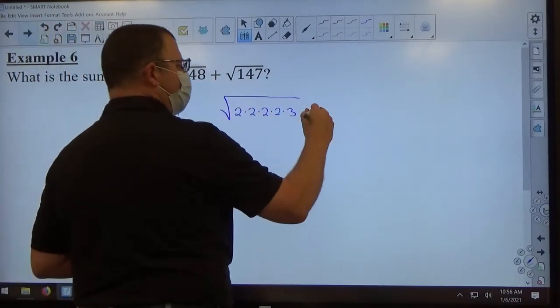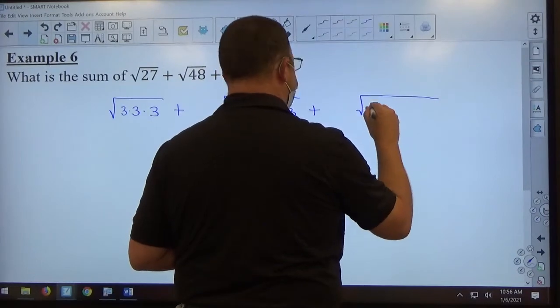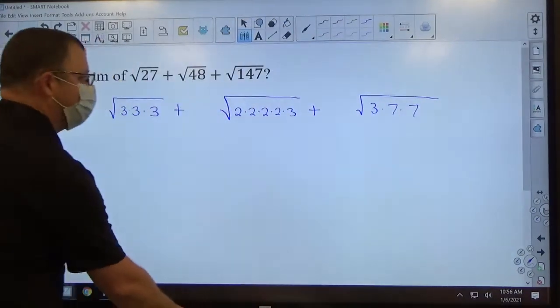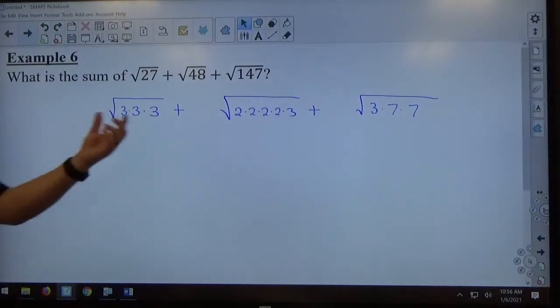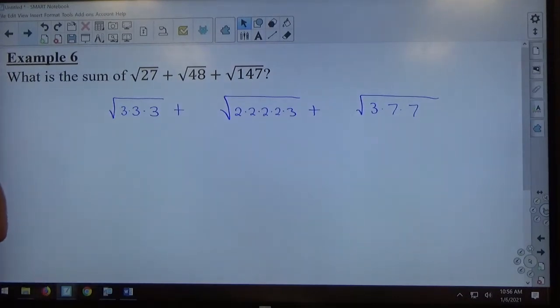Then there's a plus sign. Then I'm going to leave some space in front of this. 147 is 3 times 7 times 7. If you leave that space in front, then when you pull stuff out, you have a place to put it, right? So we're kind of anticipating what we're going to do on the next step with that.